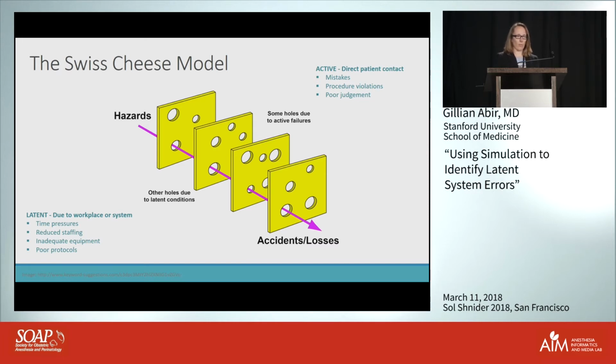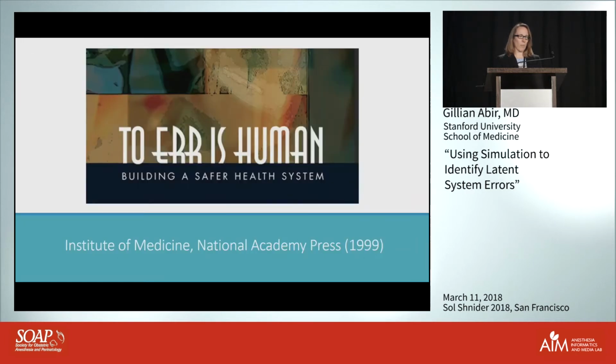So active errors, such as mistakes related to human error, if we have a latent error such as time pressure or reduced staffing, this can lead to a human error, such as people making mistakes because they're trying to hurry up, they're trying to skip corners, they're using poor judgment in the heat of the moment. So they are interlinked. So our role in simulation and all our roles in healthcare are to try and identify system errors to stop them escalating and causing further harm.